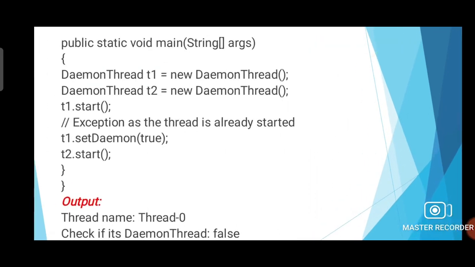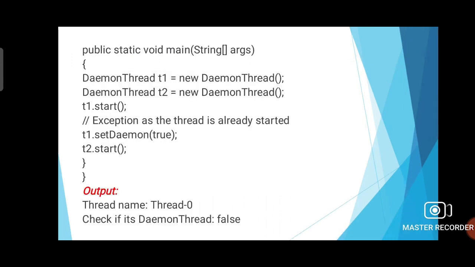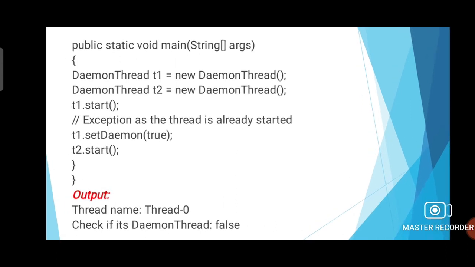Now in the main function, we are creating two threads, t1 and t2. We start the first thread with t1.start, and the corresponding run method will be executed. Then after that, we set t1 as a Daemon thread with the help of the method setDaemon. We use the statement t1.setDaemon(true). By this statement, t1 will be changed into a Daemon thread.